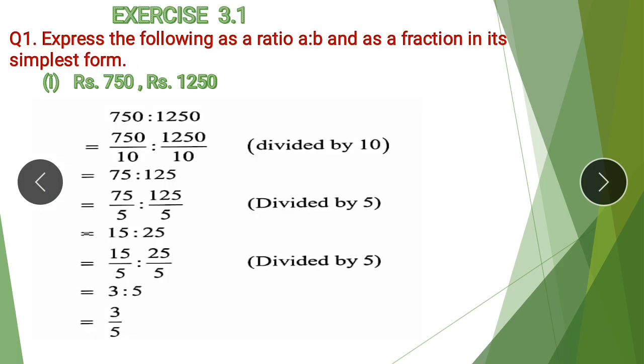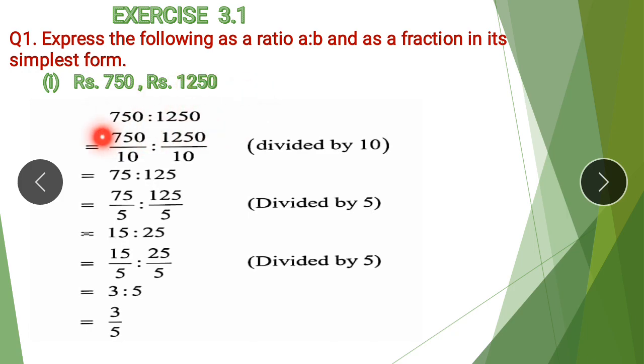Let's start Exercise 3.1. Question number 1 states: express the following as a ratio A ratio B and as a fraction in its simplest form. Some quantities are given, and we are going to establish the ratio between them. Moreover, we are going to write this in fraction form, and convert it to its simplest form. Here we can see that both quantities are measured in the same units, both in rupees, so there is no need of any conversion here.